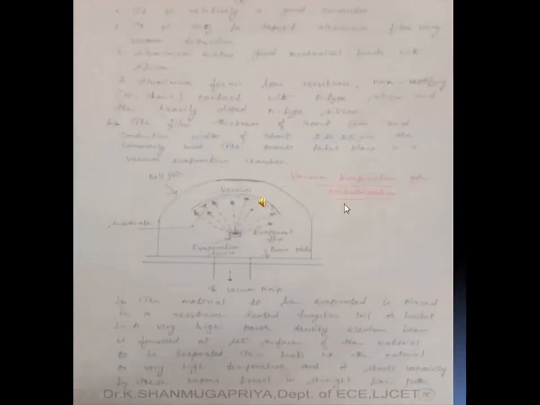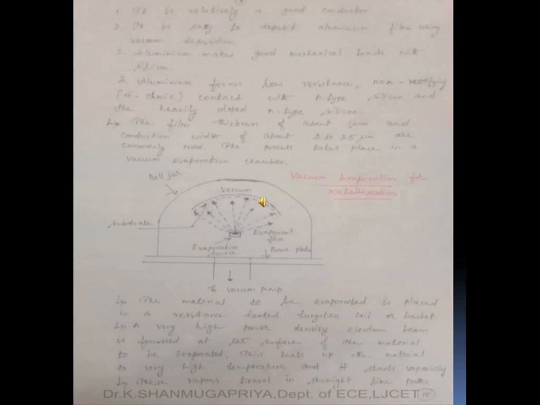The advantages of aluminum are: it is relatively a good conductor, and the second one is aluminum makes good mechanical bonds with silicon. Third one, it is easy to deposit aluminum films using vacuum deposition. And the fourth one, aluminum forms low resistance non-rectifying contact with p-type silicon. Figure shows the full setup of metallization process.